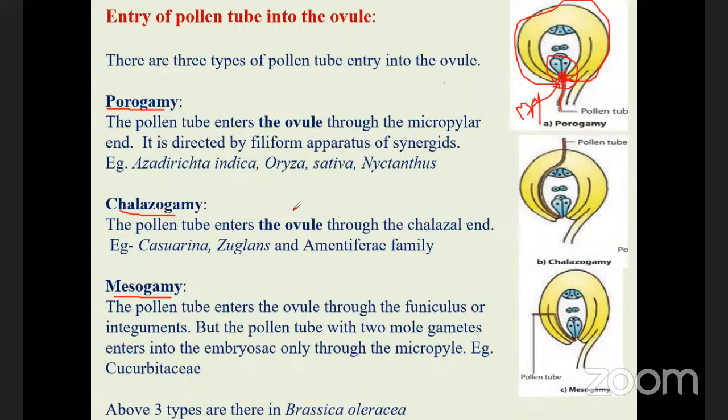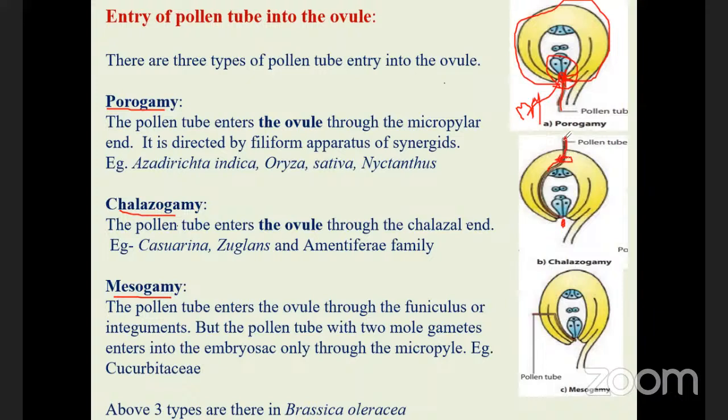You see, the next is chalazogamy. The pollen tube reaches toward the chalaza, not from the micropylar end. This is the micropylar end. This is the chalazal end. Where the integuments have the porous space, that is the micropylar end. Where the integuments join, that upper area is called the chalazal face.